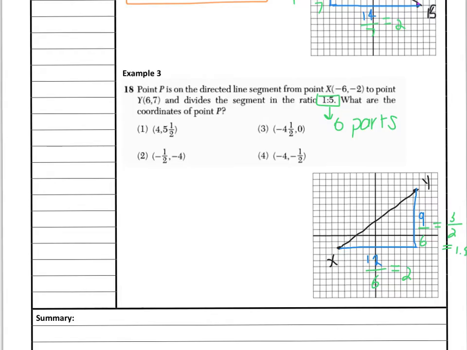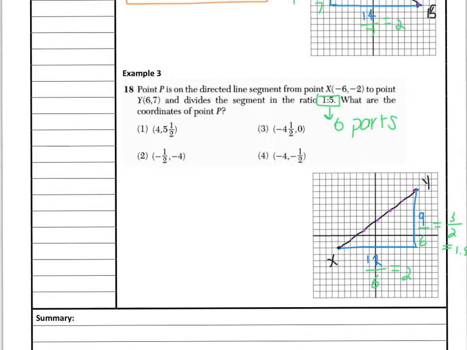So I'm going to go over 2, and I'm going to go up 1.5 to find my dots. Over 2, up 1.5. Over 2, up 1.5. So hopefully if you used a straight line, you're finding that these points are in fact on your line. Okay, so at this point, we have all of our partition points laid out. We just have to go back and figure out which one is the one that they want.